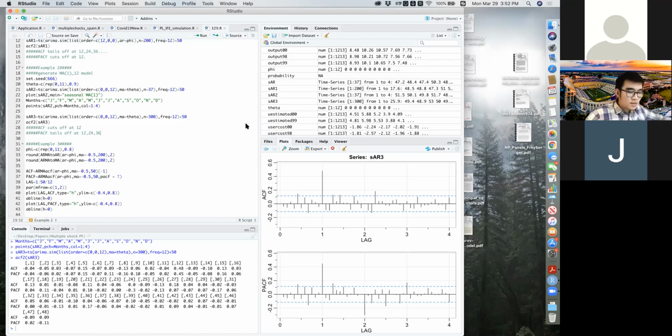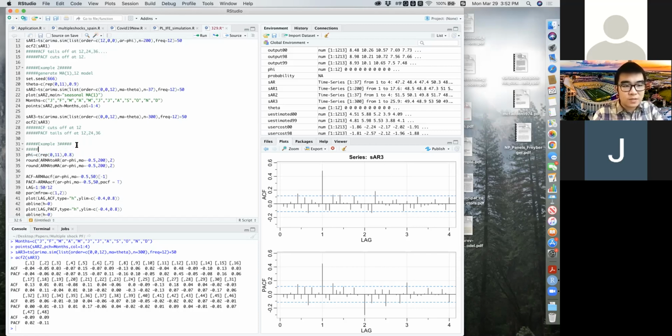Okay, so that's the quiz. Now let me go back to the multiplicative seasonality model. That's the multiplicative seasonality model that I want. So this is the ARMA (0,1) times (1,0)12 model.